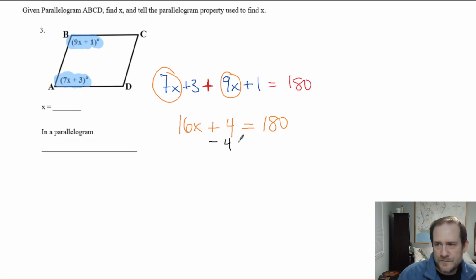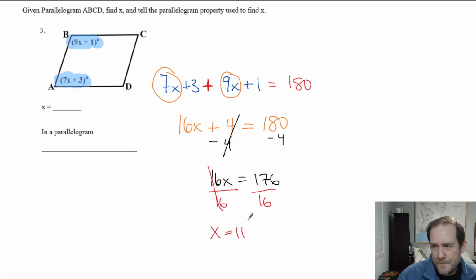I'll subtract 4 from both sides, canceling that out, and getting a 16x that equals 176. Now I can divide both sides by 16, and I'll find that x is 11.